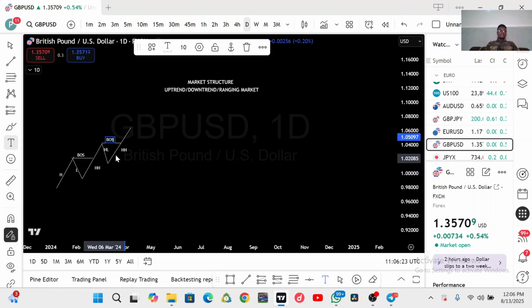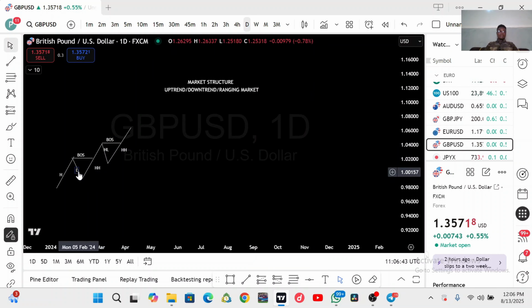Of course, this is very simple. This is what the uptrend looks like, and this is what the market structure looks like when it is an uptrend. You want to see a series of highs, lows, higher lows, and higher highs. Just as simple as it is, right?